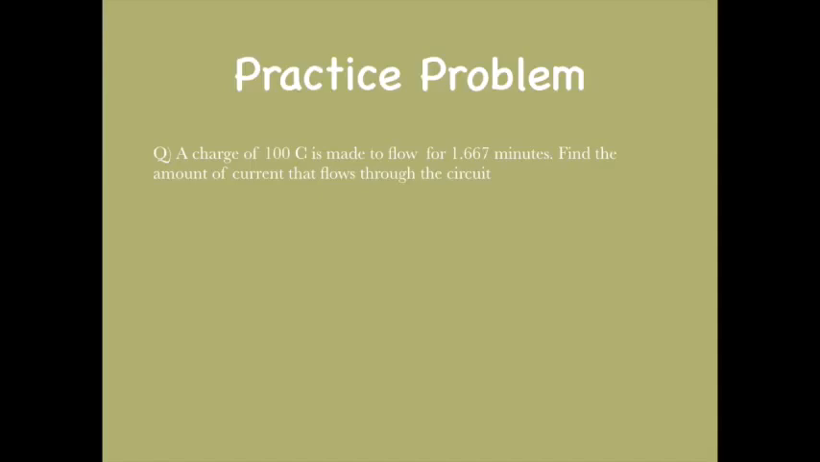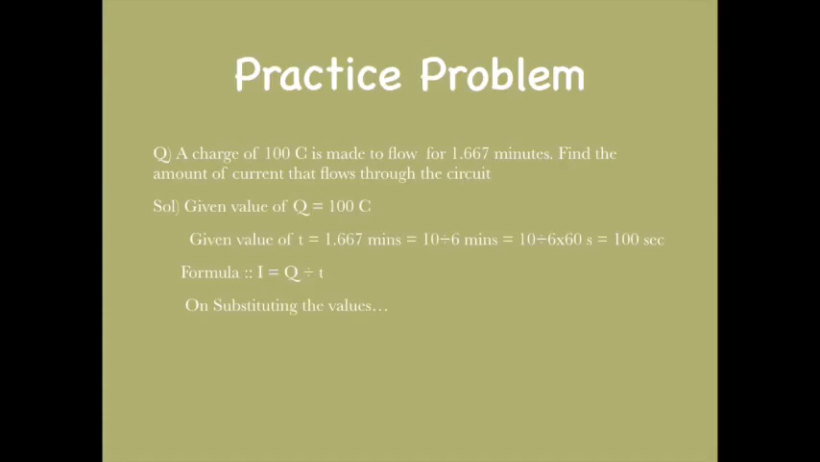From this question, the given value of Q is 100 coulomb and the given value of T is 1.667 minutes, which is equivalent to 100 seconds. By using the formula I equal to Q divided by T and substituting the values, I have I equal to 100 divided by 100, which is equal to 1 ampere. One more important note here is that the unit of time T should always be taken in seconds. Whenever you have time given in minutes or hours, please convert it into seconds.